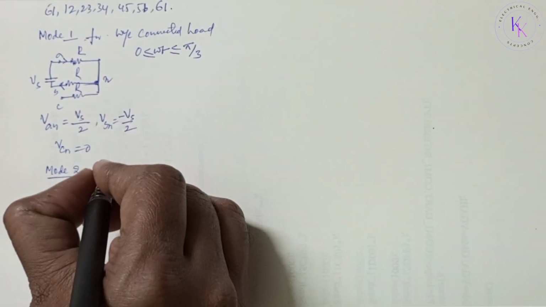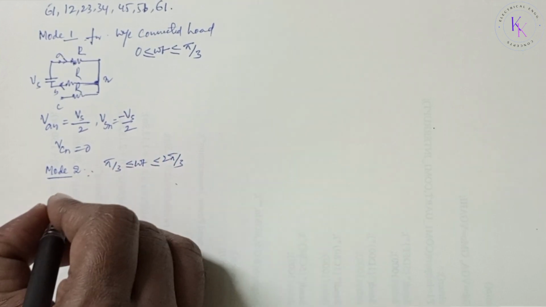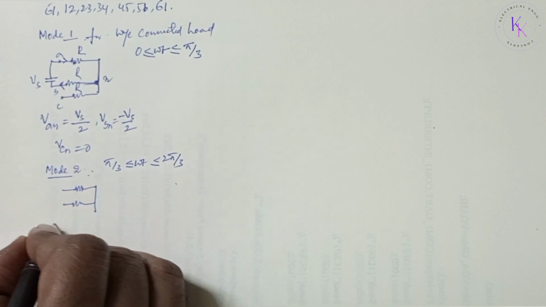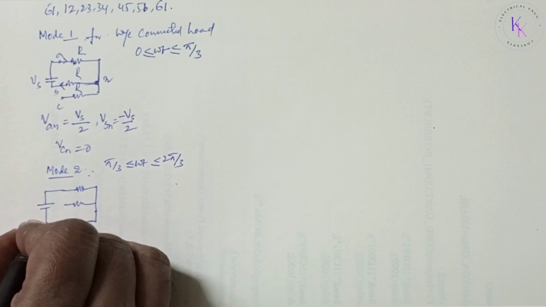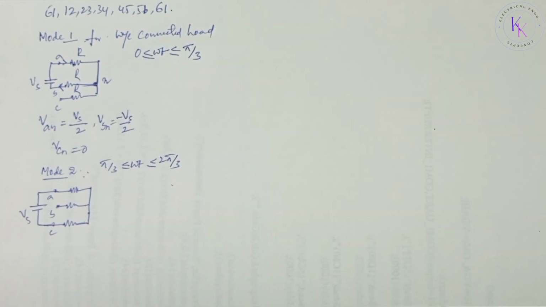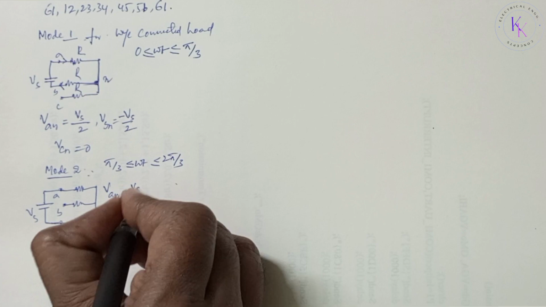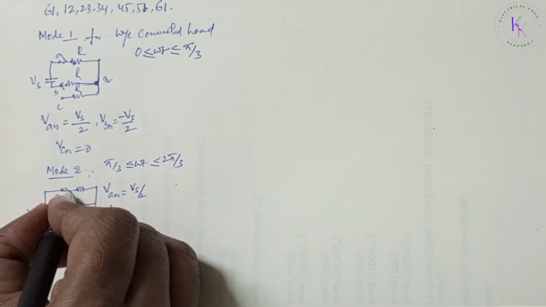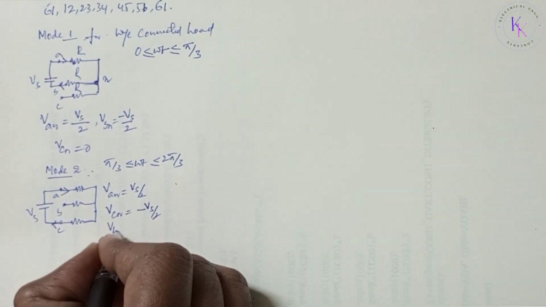For mode 2, from pi by 3 to 2 pi by 3, here A is connected and C is connected between the voltage Vs, A, B, C terminals. So B is left alone. Then VAN equals Vs by 2, the current flows in this direction, VCN equals minus Vs by 2, and VBN equals 0.